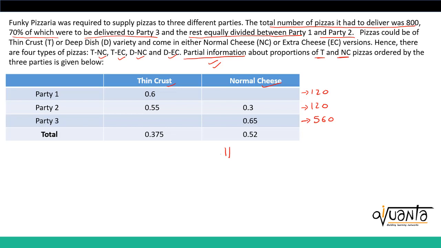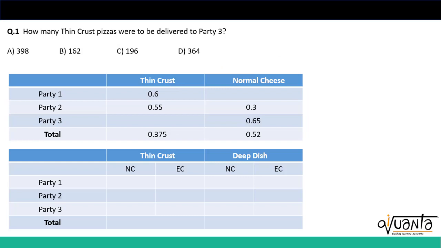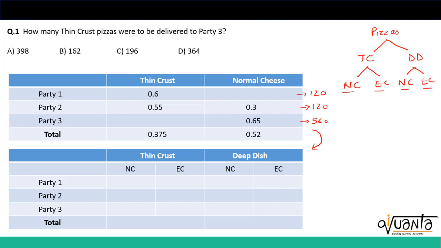So let us try to derive a bigger table with more and clear information regarding this set. So this is the table. Party 3 had 560 pizzas, party 2 had 120 and party 1 also had 120 pizzas. Now pizzas were classified like this. There were 2 varieties, thin crust and deep dish. Thin crust was also of normal cheese and extra cheese. And deep dish was also of normal cheese and extra cheese. So there are 4 varieties. So from this table we have derived a new type of table so that we can clearly find out how many pizzas belong to which variety and which version.